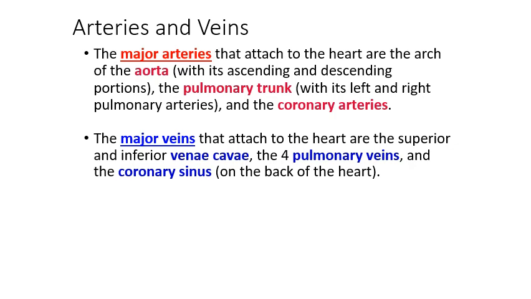Also leaving the heart is the pulmonary trunk. The pulmonary trunk is the large vessel that leaves the right ventricle. So that pulmonary trunk is an example of one of those exceptions where it's an artery, it's leaving the right ventricle of the heart, but because of where it's located, it's carrying deoxygenated blood to the lungs.